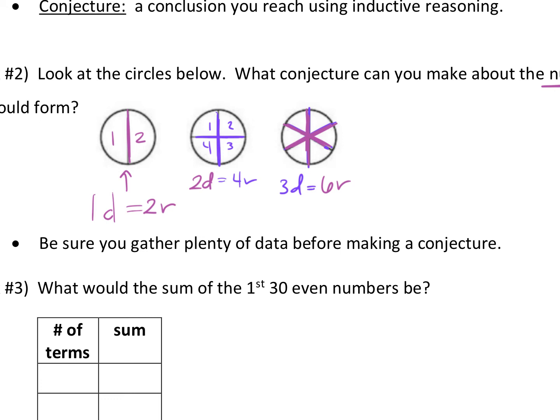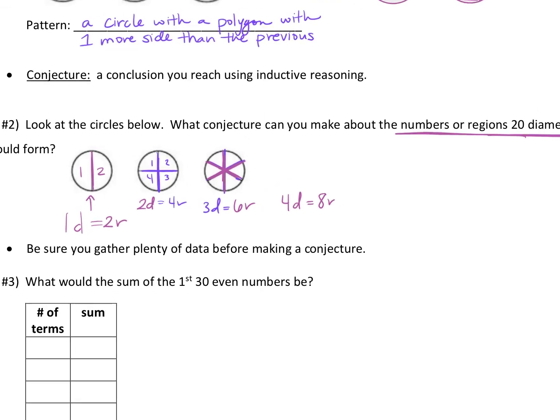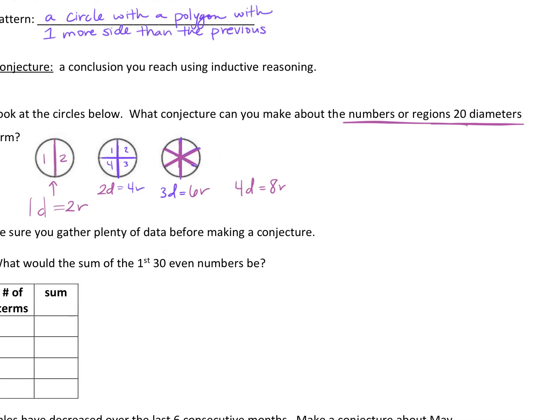If there were 4 diameters, how many regions do you think there would be? 8. There would be 8 regions. So it says, what conjecture can you make about the number of regions that 20 diameters would get you? So 20 diameters are going to get you how many regions? What's happening? 40. We're doubling it each time, right? Would give you 40 regions. So that's your answer. We would conjecture that 20 diameters will get us 40 regions.